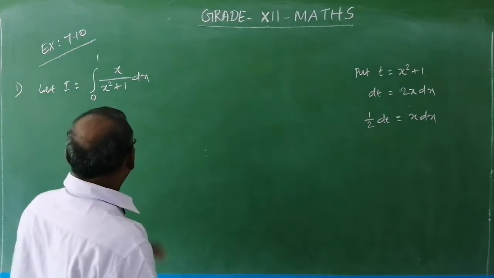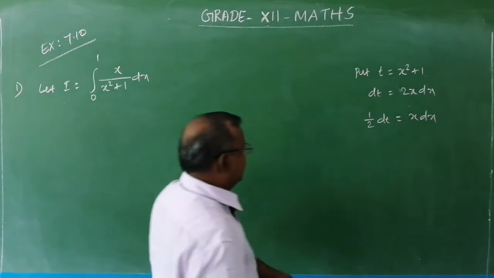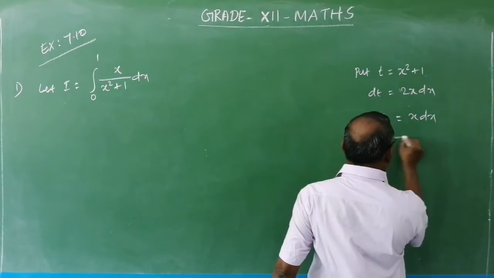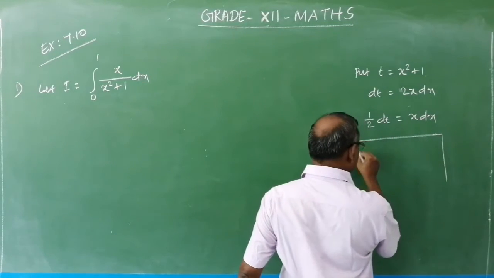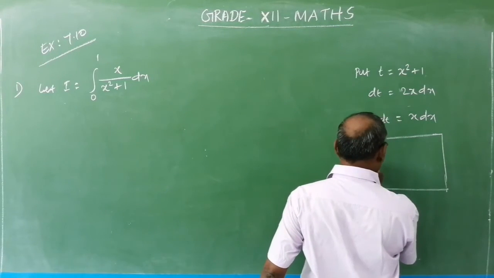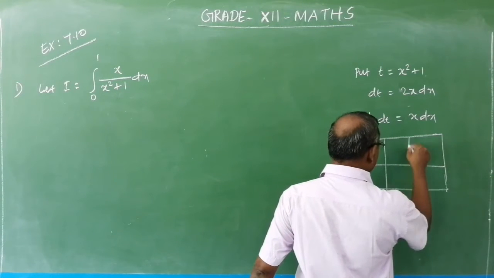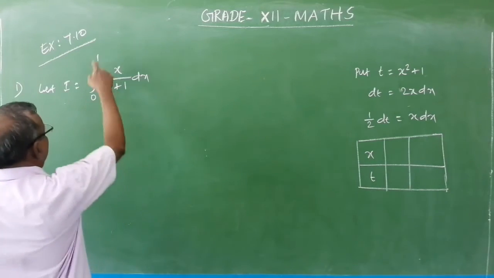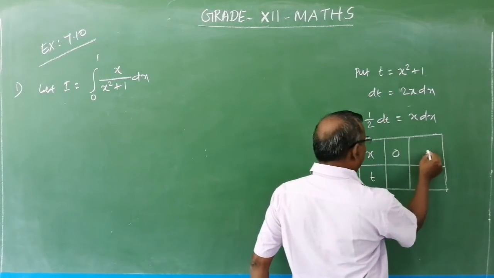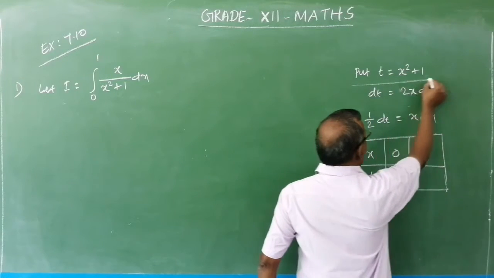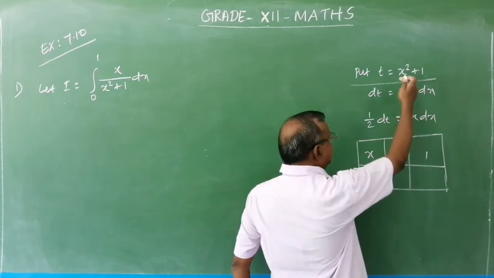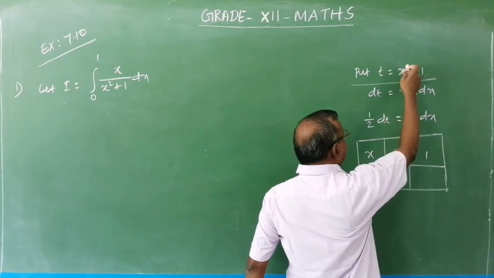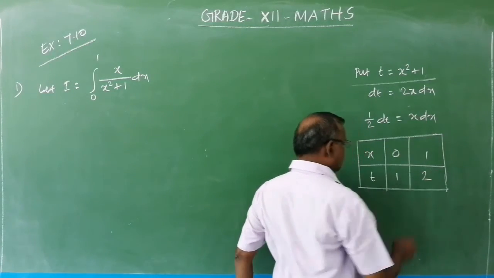So we have substitution for x square plus 1 as well as x dx. Whenever you use substitution, change the limit for the new variable, that is t. So this will be the very easiest method. Now the limits given for x are 0 and 1. So the lower limit is 0 and upper limit is 1. Here you have substituted t equal to x square plus 1. So when x equal to 0, 0 plus 1, the t becomes 1. When x equal to 1, 1 square plus 1 is 2. So the t is 2.